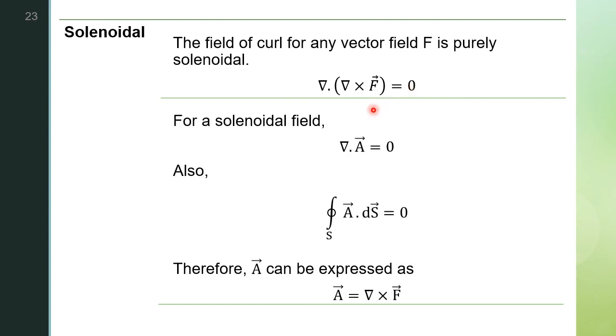Now, when you consider a solenoidal field, we already know that del dot A is 0. Also, we know that the closed integral of A dot ds is 0. So when you compare this del dot A equal to 0 and del dot del cross F equal to 0, A can be expressed as del cross F. That is, if a vector is solenoidal, that vector can be expressed as the curl of another vector field. That is the property of a solenoidal vector.